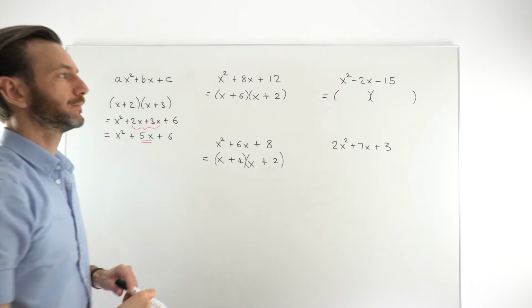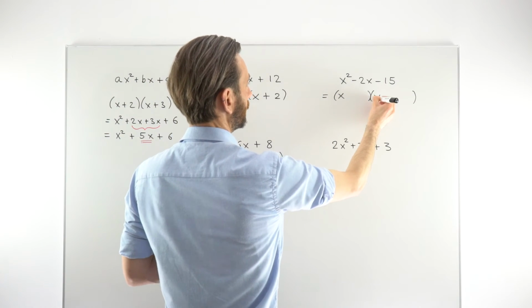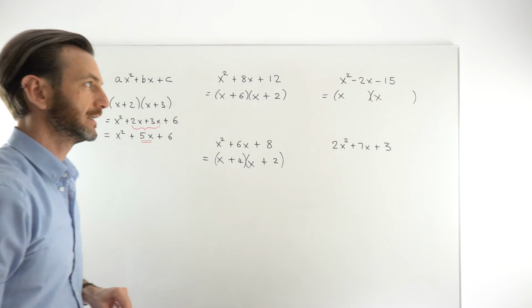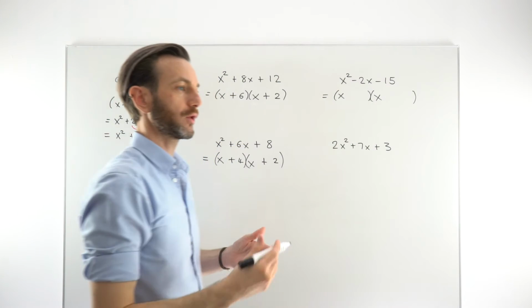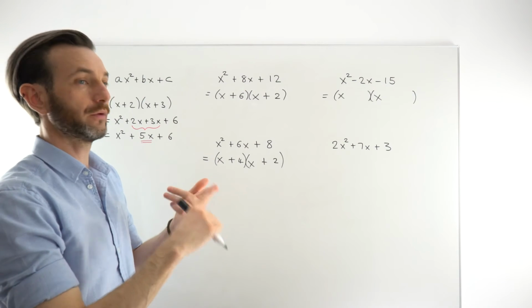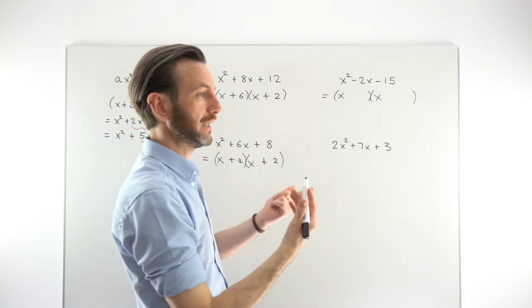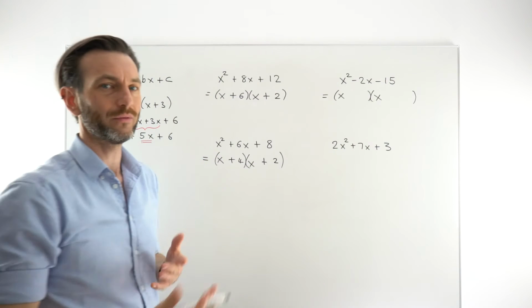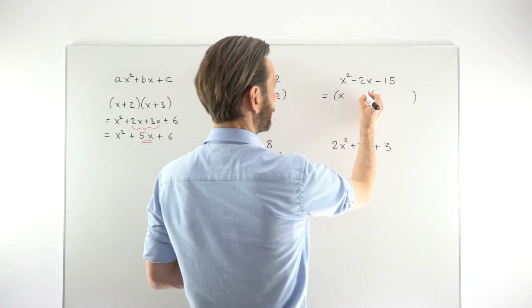Because it's a 1x squared, that tells us we can go straight to putting in our x and our x. Now we've got to think about the 15. Don't worry too much about it being a minus 15 initially. Just think, right, it's a 15. That could be a 15 and a 1 or a 5 and a 3. Those are my only two options. I need to combine those numbers to make a 2. 15 and 1, definitely can't combine those to make a 2. Tells us it has to be a 5 and a 3.